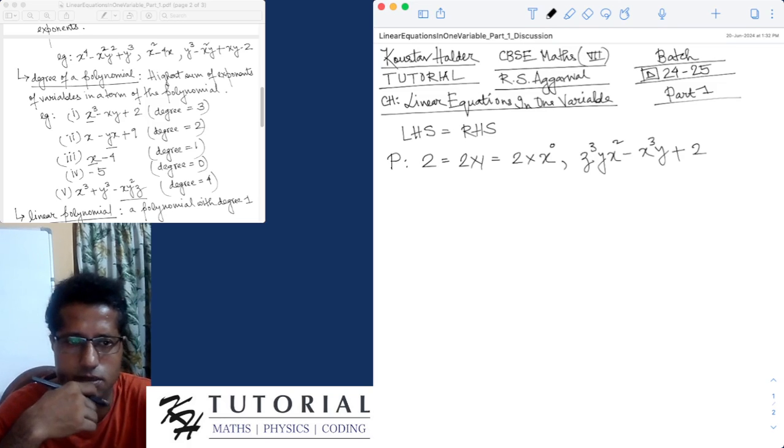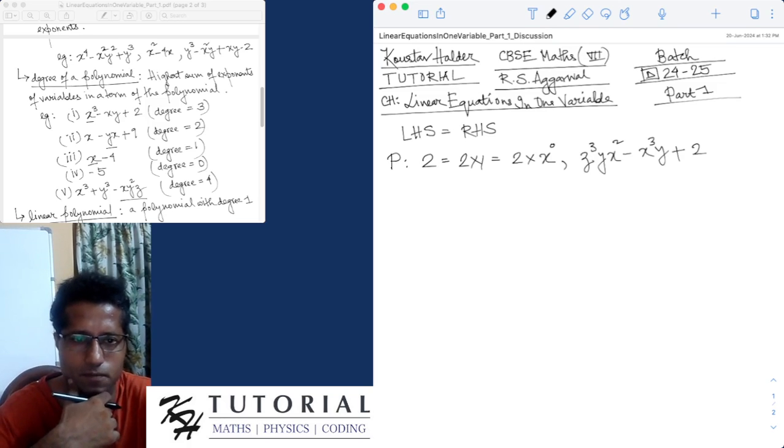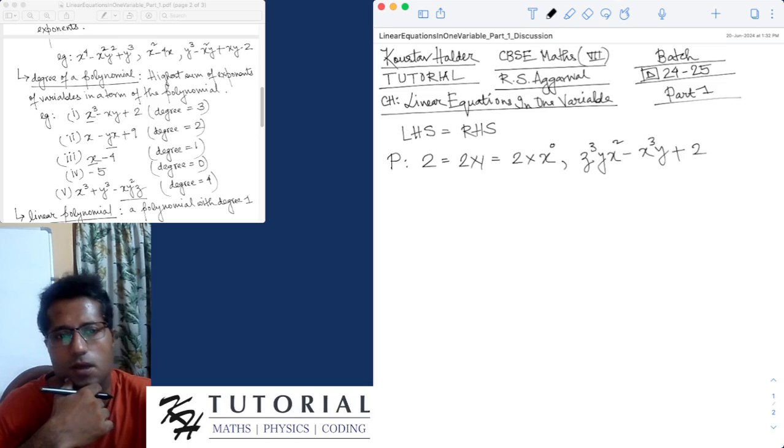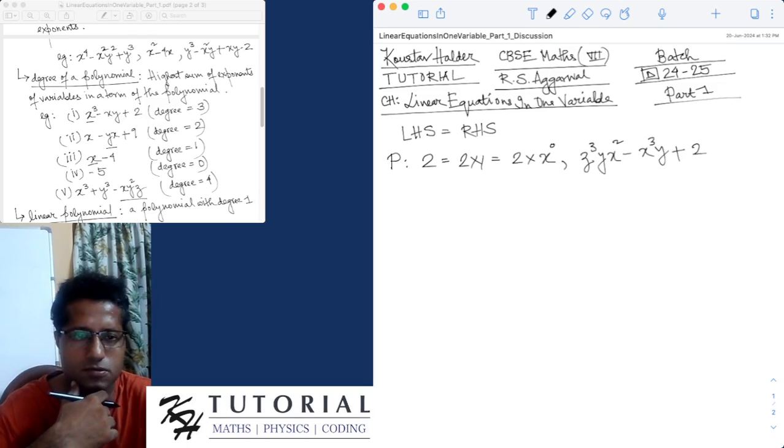In the example, you see the first one, x cube minus xy plus 2. It's a polynomial of two variables, x and y, and we see that the first term, x cube, has only one variable, with the power 3. And the second term, minus xy, the powers of x and y are 1, 1. So if we add them, 1 plus 1 equals 2. So the highest power is 3. So in this case, the degree of the polynomial is 3.